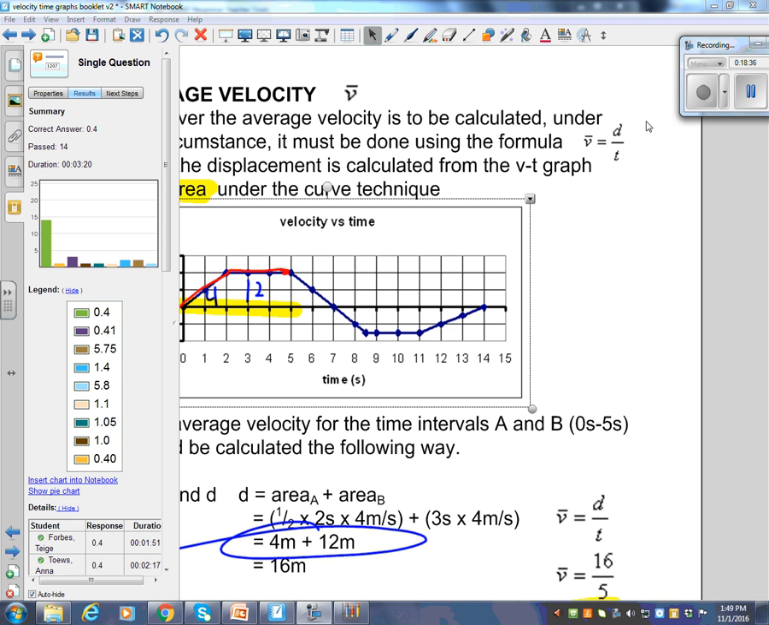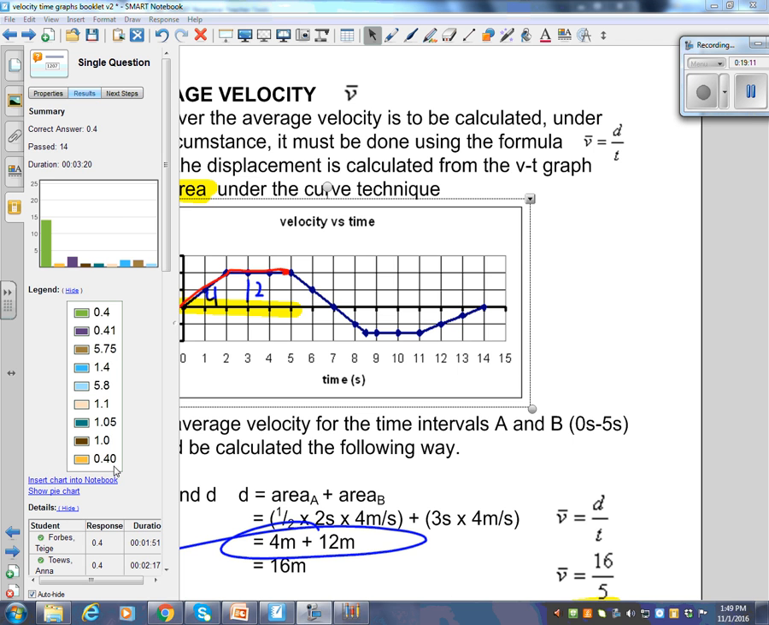Correct answer is 0.4. And yay, the majority of you got it right. I got one person at 0.41. And I got a whole whack at one decimal place. I'm telling you, you guys have to pay attention to that sort of stuff. Multiple choice questions at the university will. Someone forgot to divide by the time.